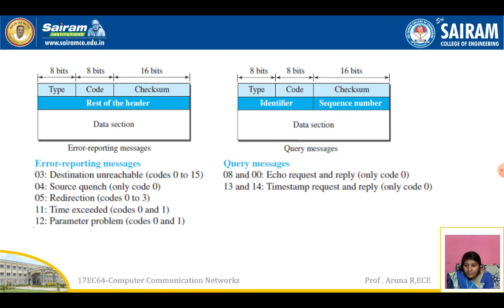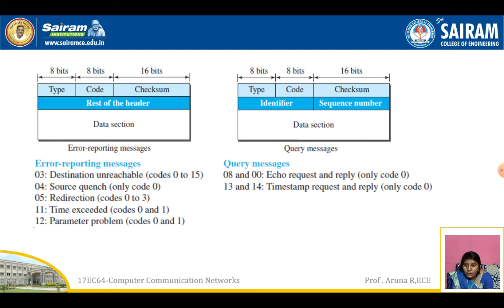The error reporting messages include type 03, destination unreachable. If the code field gives a value from 0 to 15, then it is type 03, which means the destination is unreachable. It tells us that whatever information was sent could not reach the destination.